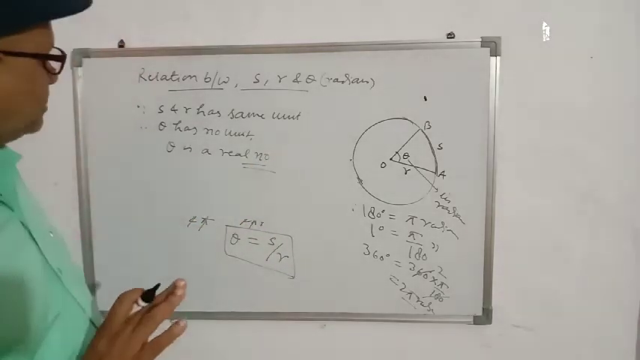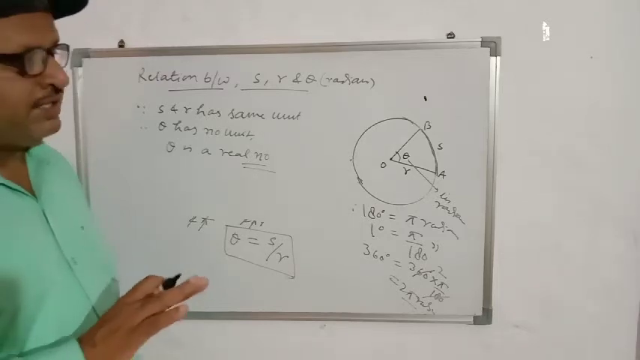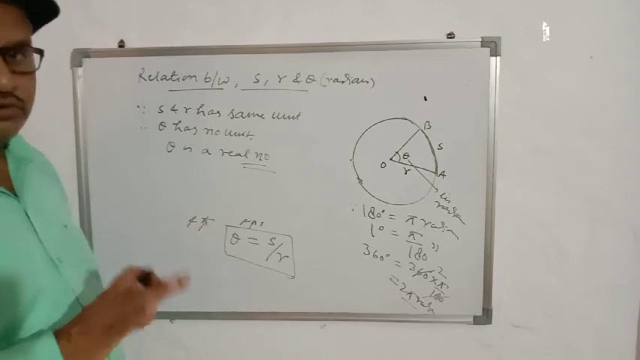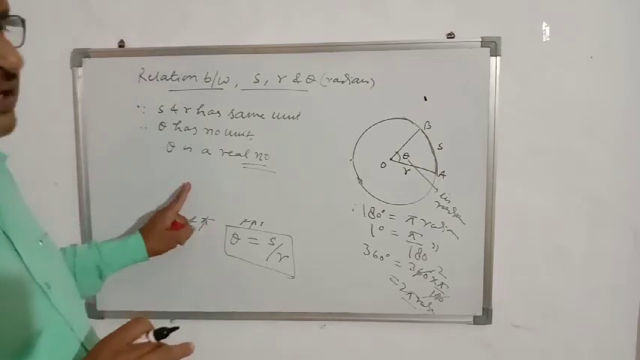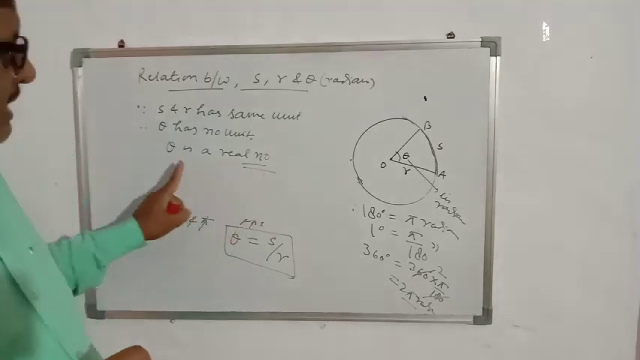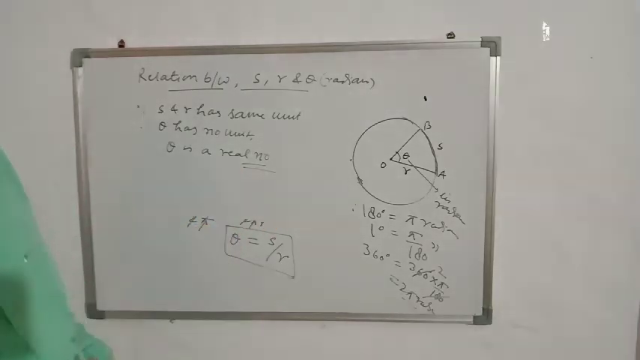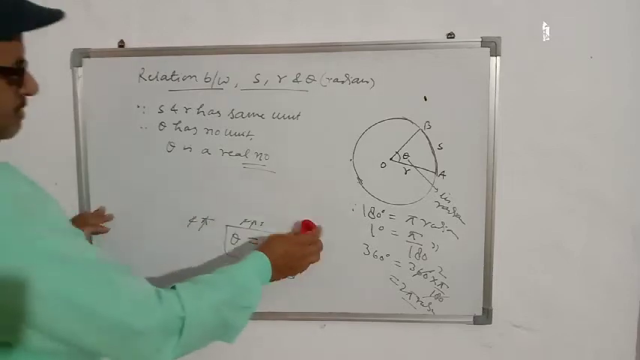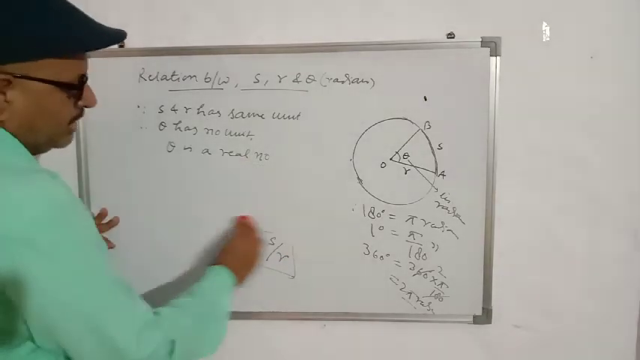So if in the question an angle is given and degree is not mentioned in that angle, we will suppose that the angle is in radian. If degree is not given, it means that the angle is considered in radian. So theta is a real number.